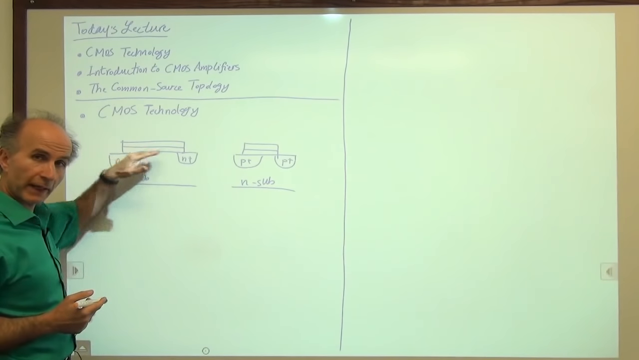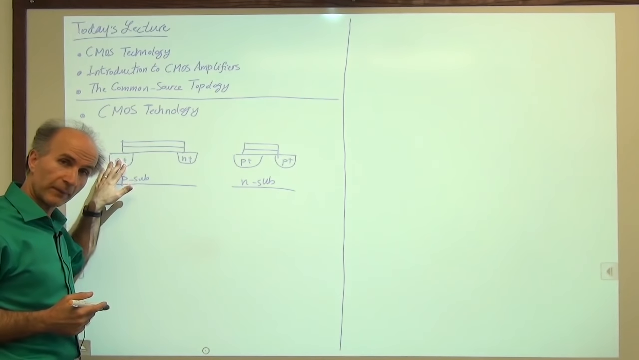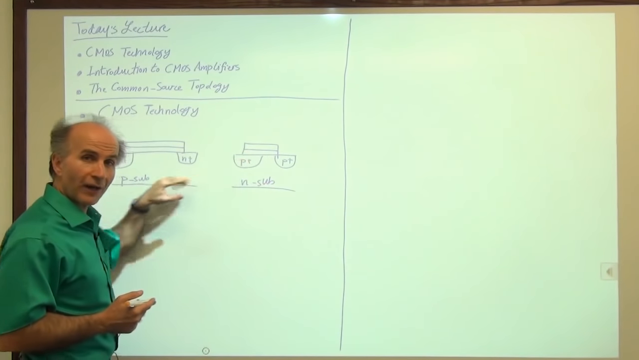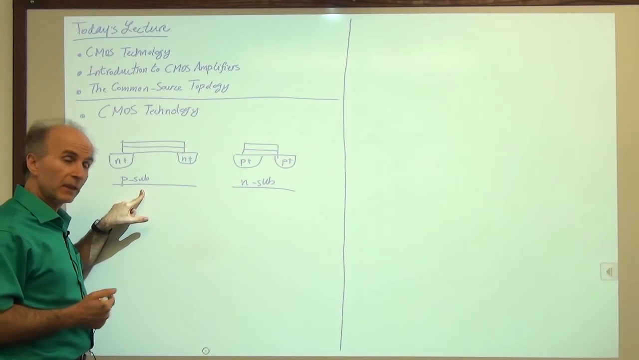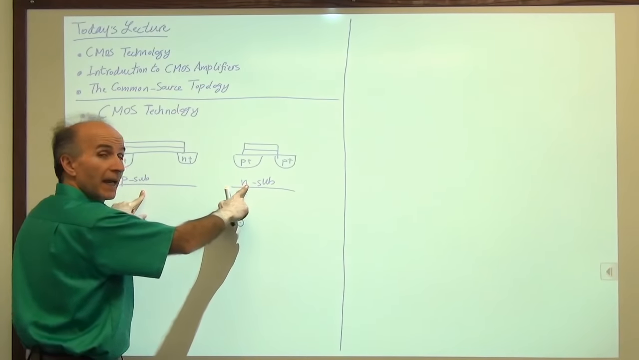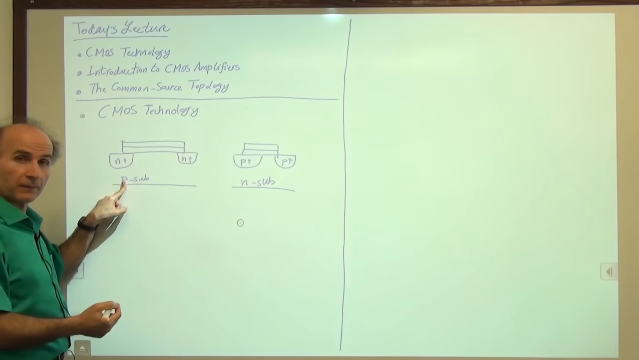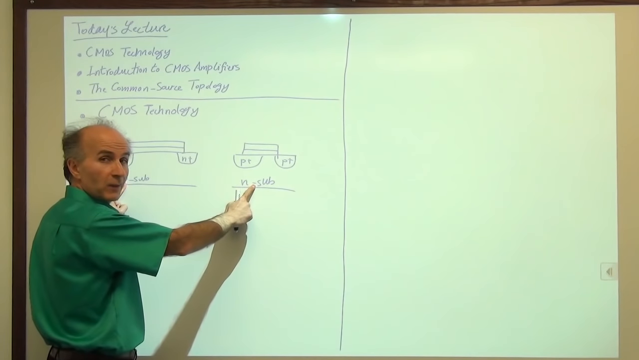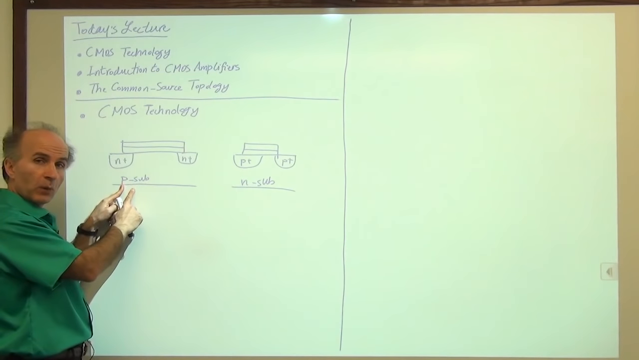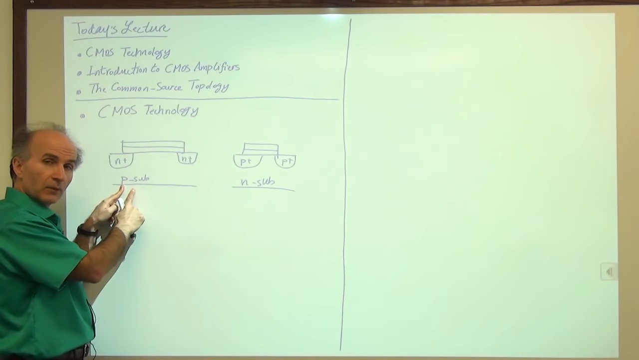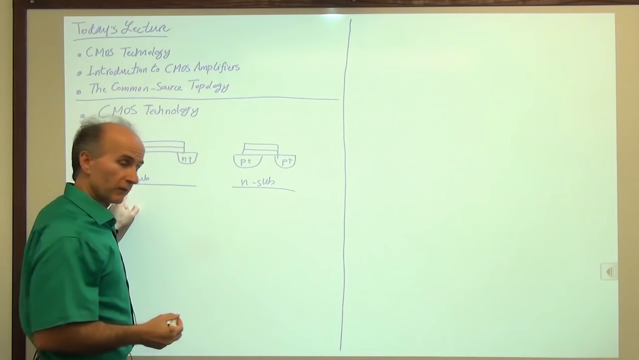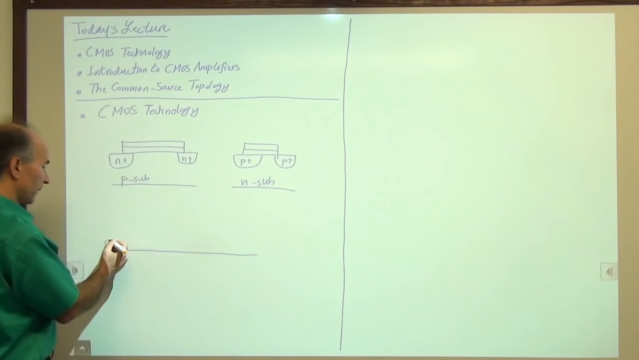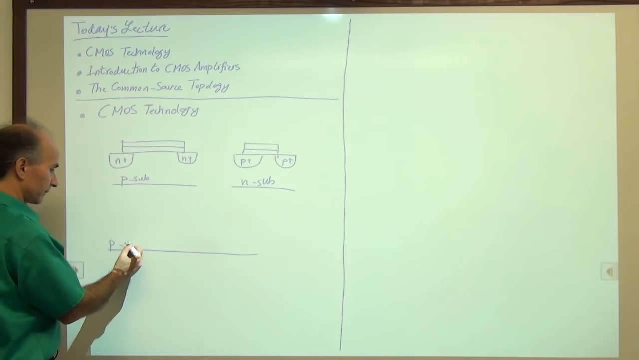And then we go ahead and build our NMOS devices. Not a problem. But then how do I build this PMOS device on a P-type wafer? Because this PMOS device wants to see an N substrate, whereas the wafer that we bought is a P-type wafer. Right? But there's a clever solution for this. So here's how the solution works. We start out with a P-type wafer, P substrate.